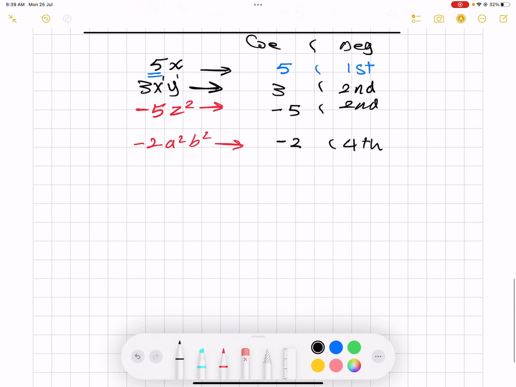طيب افرض يا مستر مثلا على سبيل المثال انا عندي هنا 6a power 3 b يبقى ساعتها الكوفيشنت هيبقى عبارة عن 6. What about the degree? So you have to add the exponent, so it will be from fourth degree.